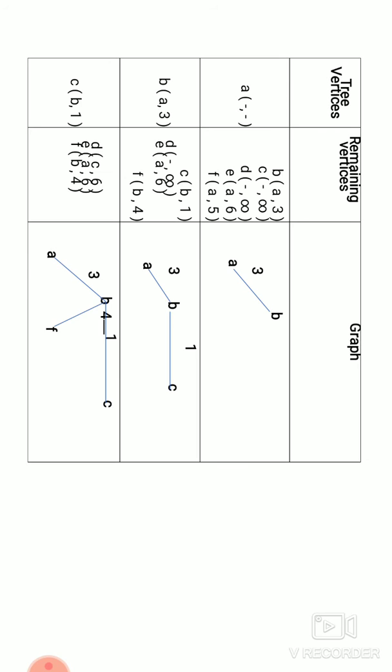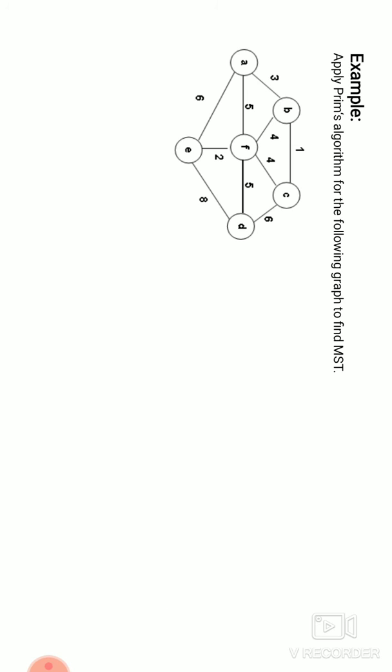C is a vertex that is reached from B. So what are the remaining vertices I have in my graph? Go back to graph. So I have reached A, B, C. Remaining vertices are F, D, E.